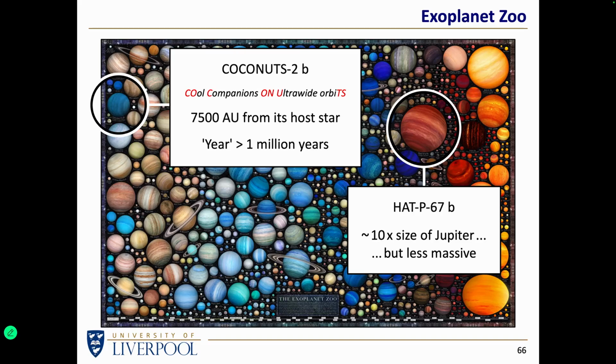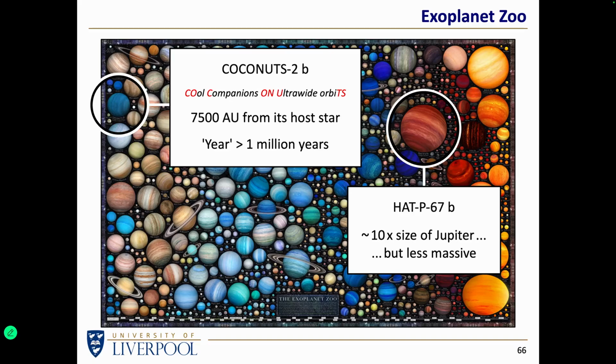This particular planet is 7,500 AU. An astronomical unit, 1 AU, is the distance from the Earth to the Sun. So the distance of this planet from its star is 7,500 times the distance from the Earth to the Sun. And instead of going round its star in 1 year, as the Earth does, it will go round its host star in about 1 million years. So a very, very different situation compared to a small rocky planet like Earth going round the Sun.